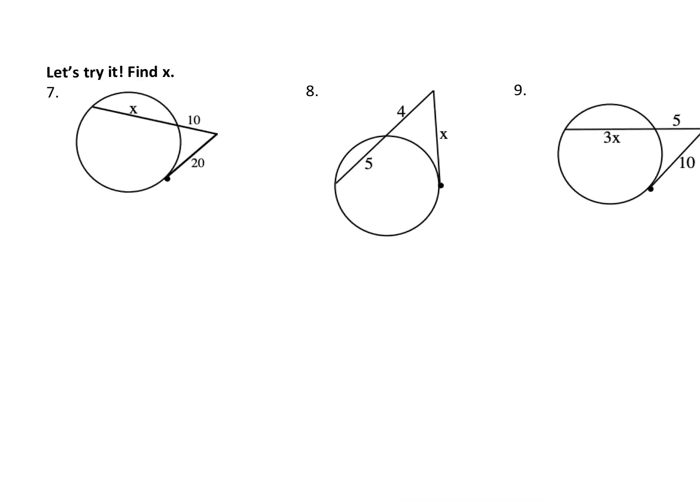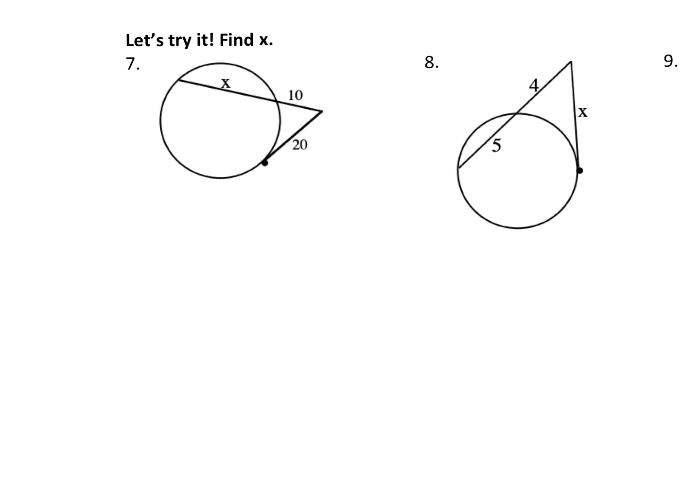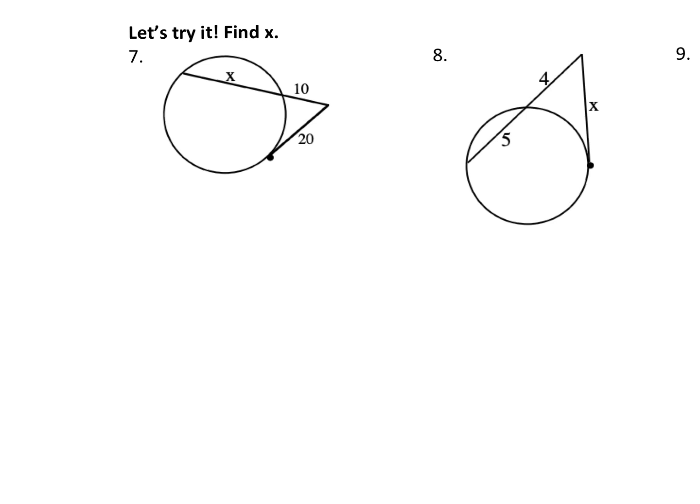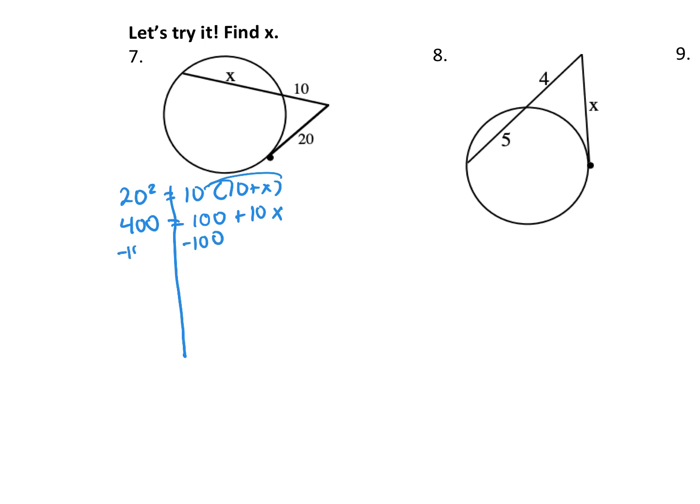So here, let's try to find x. So number 7, the tangent squared, so we want 20 squared equals the outside, which is 10, times the whole thing, which is 10 plus x. Simplify this. 20 squared is 400. Distribute my 10. This is 100 plus 10x. I want to subtract 100 from both sides, so this is 300 equals 10x. Divide by 10, divide by 10. X then is equal to just plain old 30.